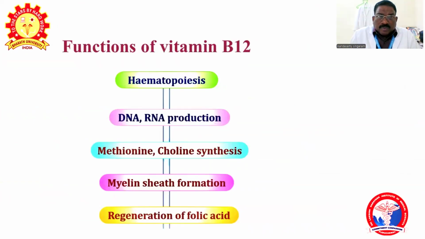Let us see detail about what are the functions of vitamin B12. The first function is that it is involved in hematopoiesis, that means synthesis of blood, and also in synthesis of DNA and RNA. The third function is synthesis of methionine and choline. Also formation of myelin sheath. And finally, vitamin B12 is mainly used for the regeneration of folic acid.